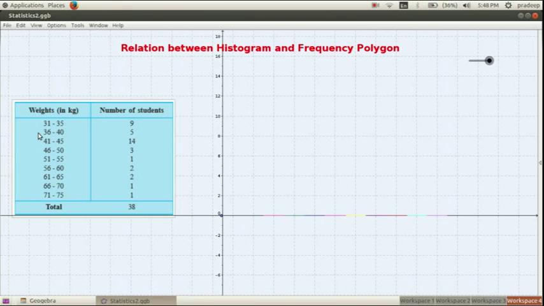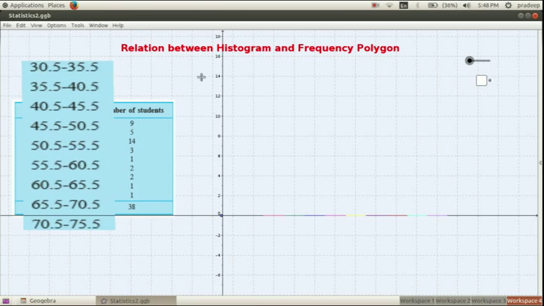In order to span this gap, we have to add half of this difference to the 35 and subtract half of the difference from 36. By doing so, we will get a continuous frequency table. That is, it starts with 30.5 and ends in 35.5, and the next starts with the same 35.5 and so on.